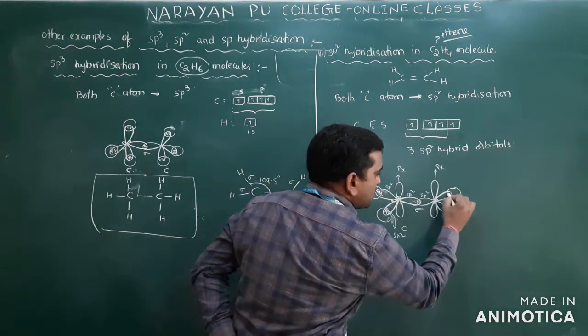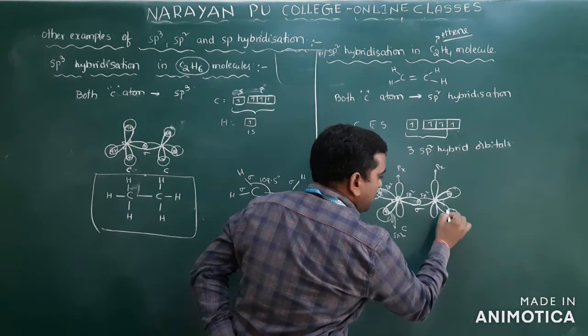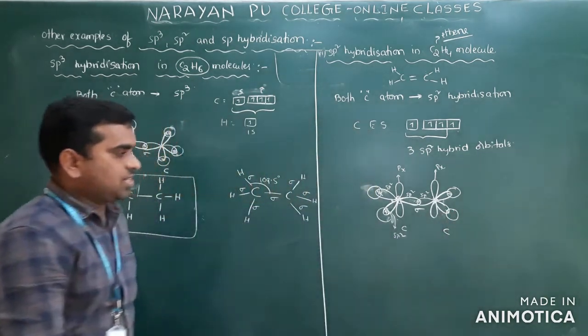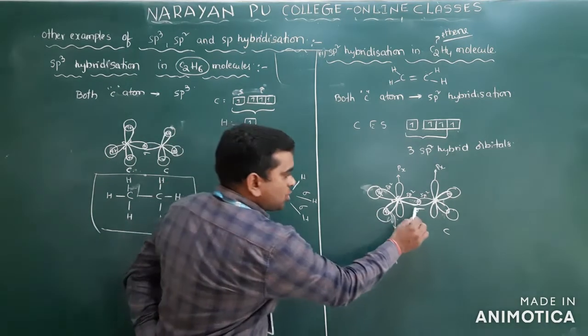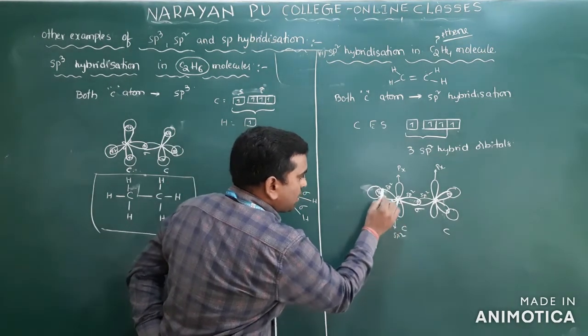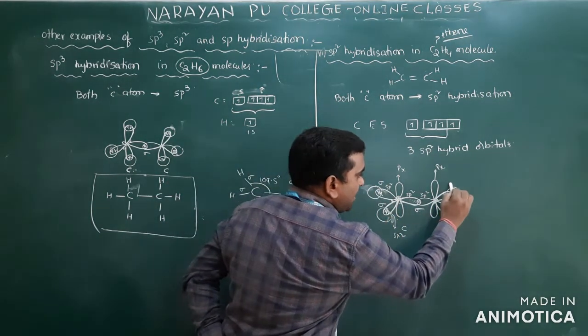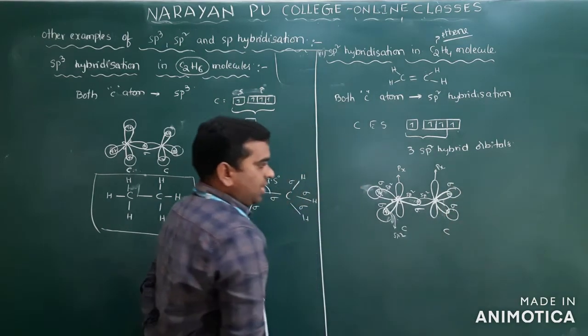Here also, what is it? Hydrogen overlap. Two electrons will be present here. Clear? So this is one sigma bond. Here one sigma bond. Here one sigma bond. And here there is a sigma bond. And there is a sigma bond here.